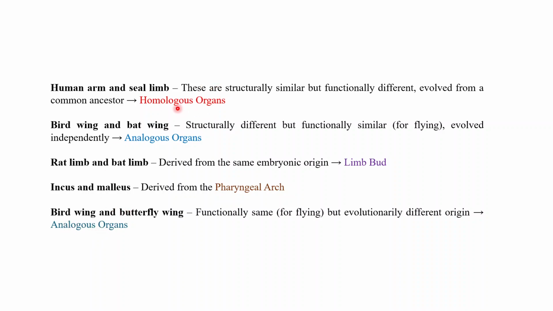Now, what is the meaning of homologous organs? Homologous comes from the word homology. Homology means they have the same origin. That means their origin is the same.